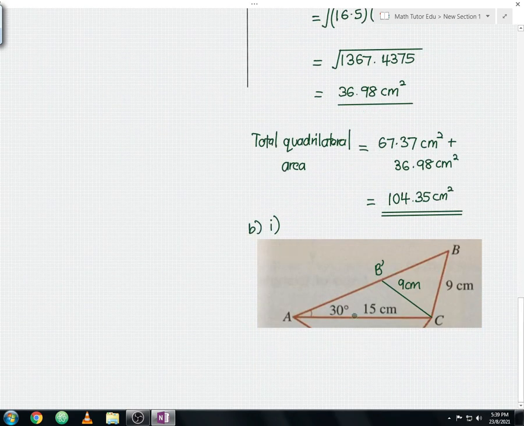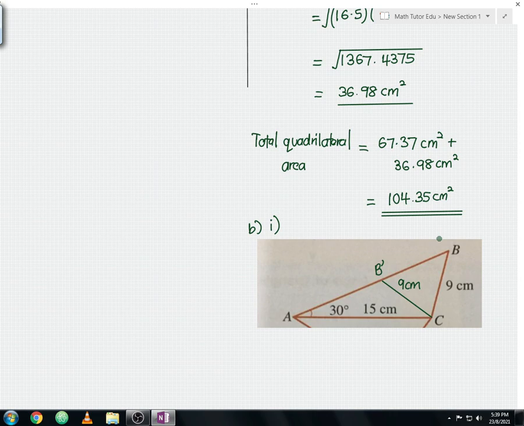So this is the complete sketch of the second triangle. As you can see here, this is the triangle AB'C. The length of AC still remains the same, which is 15 centimeters. The angle B'AC still remains the same, which is 30 degrees. And the length of B'C is also the same, 9 centimeters. This is an example of an ambiguous case. As you can see here, you are forming two triangles. This is your triangle 1 and this is your triangle 2 within one big triangle over here. So this is for question part 1.